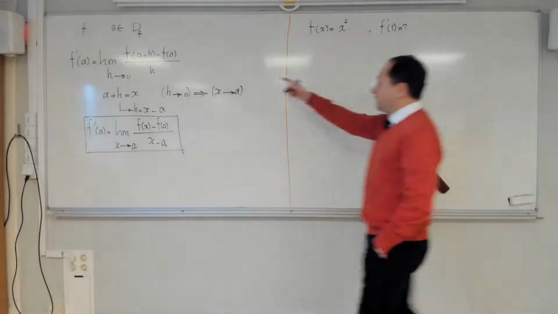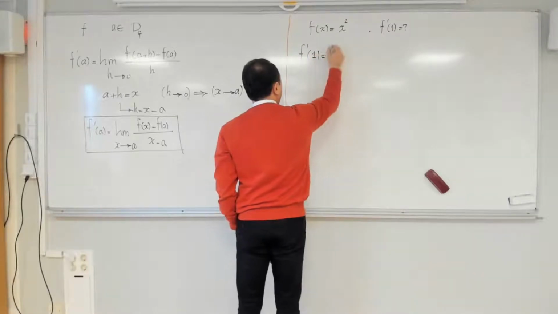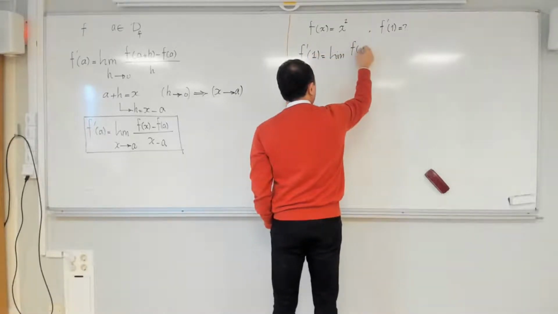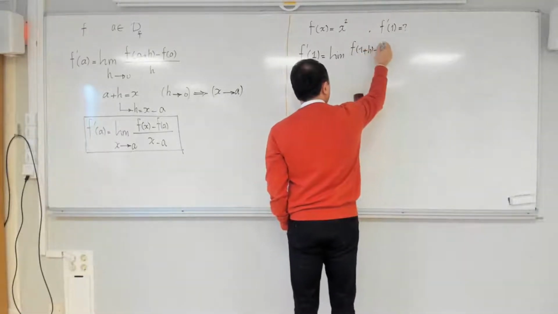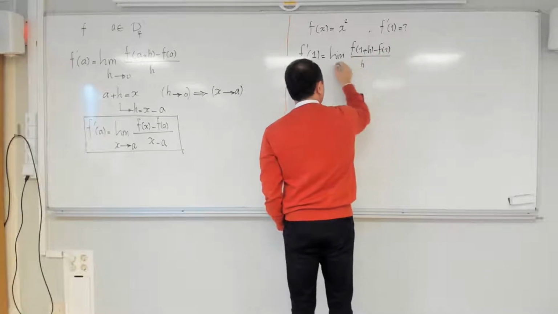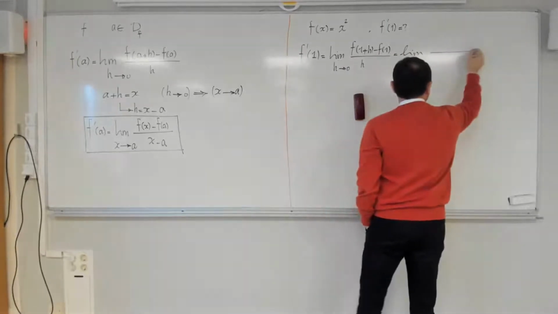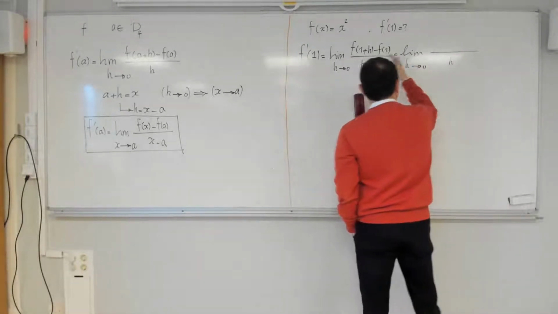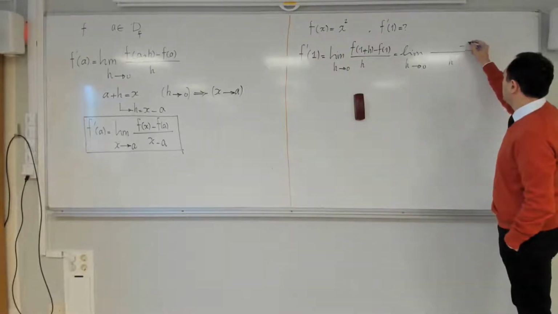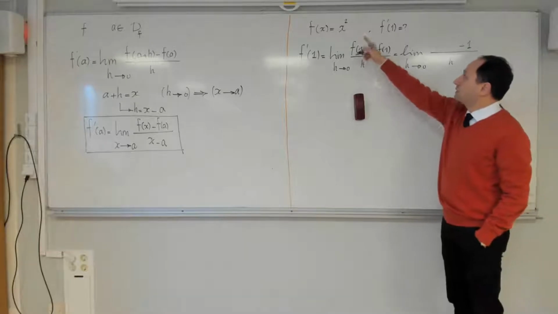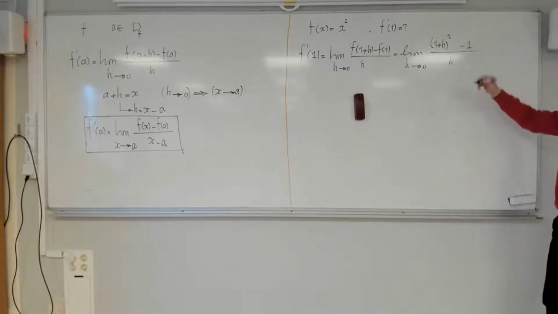So if I want to use the first one, this you already know, so let me just do it quickly. f prime of 1 is equal to the limit of f of 1 plus h minus f of 1 divided by h, as h goes to 0. What is f of 1? f of x is x squared, so f of 1 is simply 1 squared, which is 1. And f of 1 plus h means that I have 1 plus h to the power of 2. And then I have to calculate this limit.